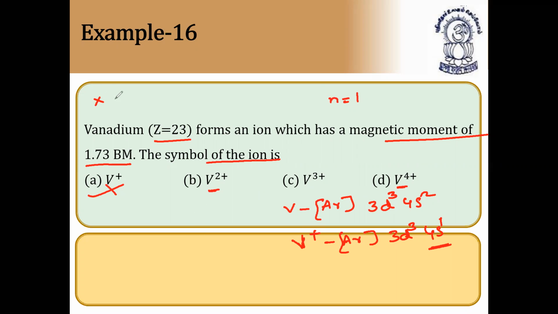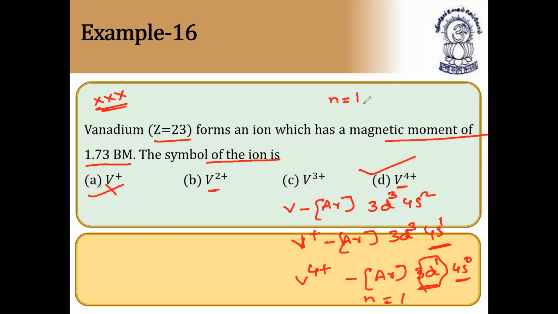This is a very typical question, very, very important. So vanadium 4+ if we take into consideration, it becomes argon 3d1 4s0, because both electrons from s and 2 electrons from d will go off, so there is only one unpaired electron. So the answer is definitely V4+, not V3+ and V2+, because in this case n is equal to 1. So you have to write the configuration and then you have to decide the answer. So answer is D. As I told you, answer is D. So first order assumption is correct.